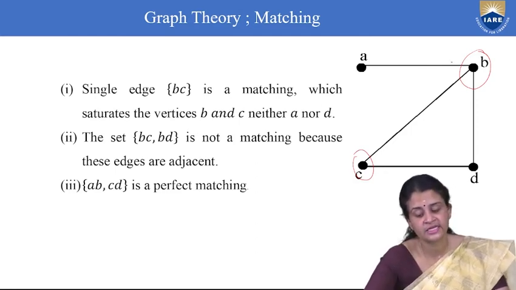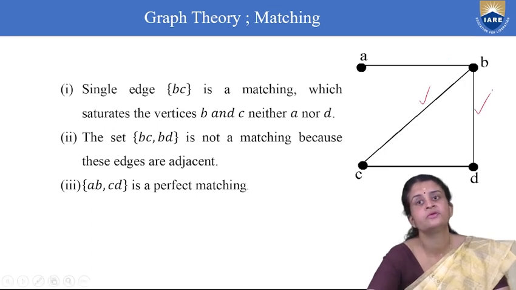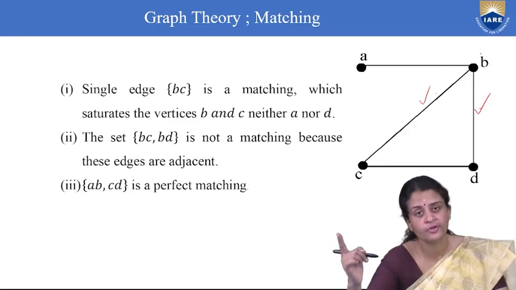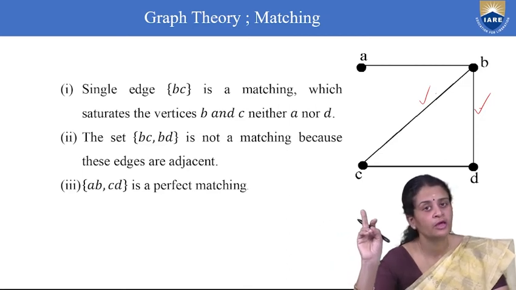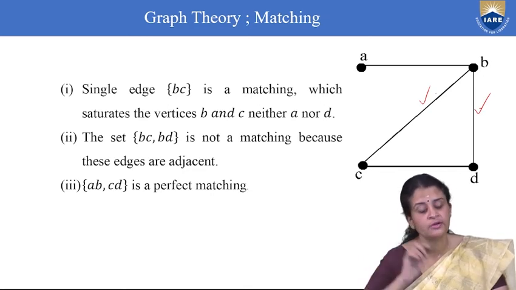Now consider the set of edges BC and BD. Do they form a matching? No, because these are adjacent edges; they have a common vertex. This is the condition for a set of edges to be a matching: each vertex is incident with at most one edge. Here, the vertex B is incident with two edges, so it is not a matching.